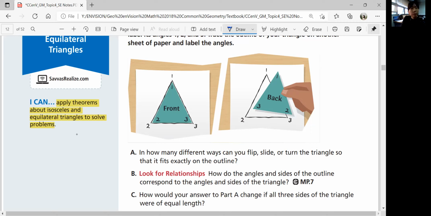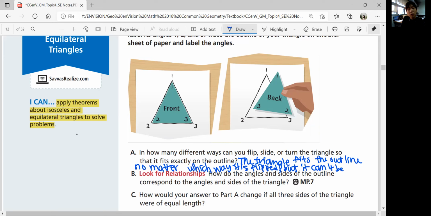So you can say the triangle fits the outline no matter which way it's flipped, but it can't be turned or slid to fit the outline all the time.